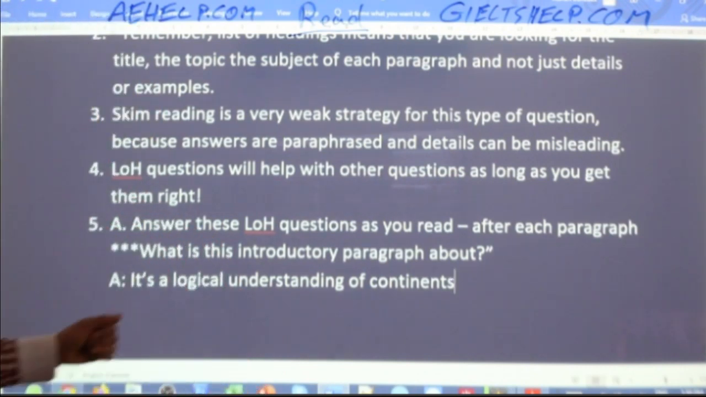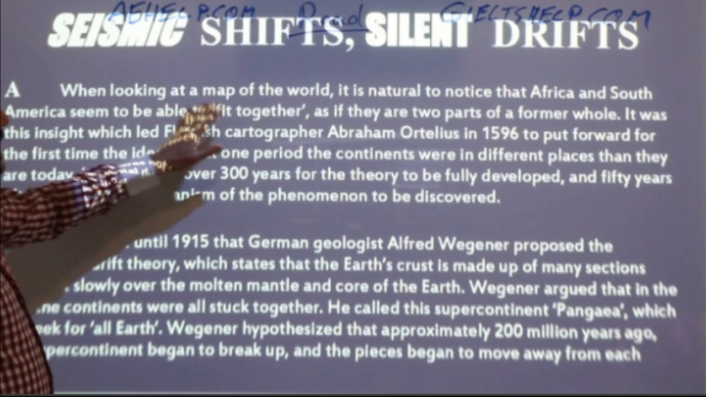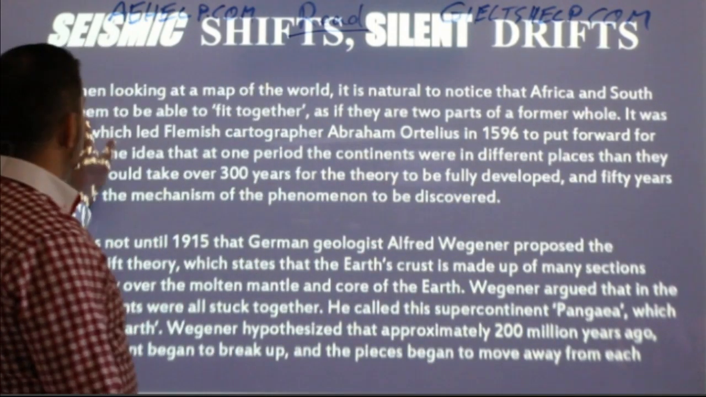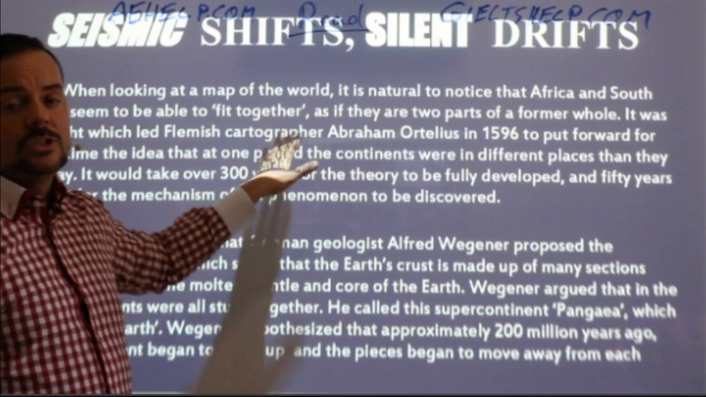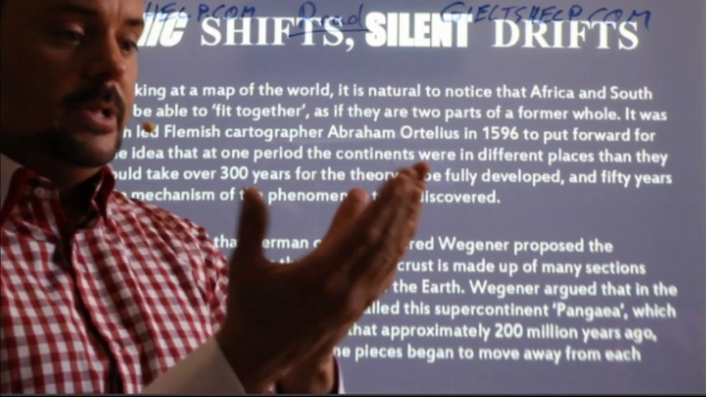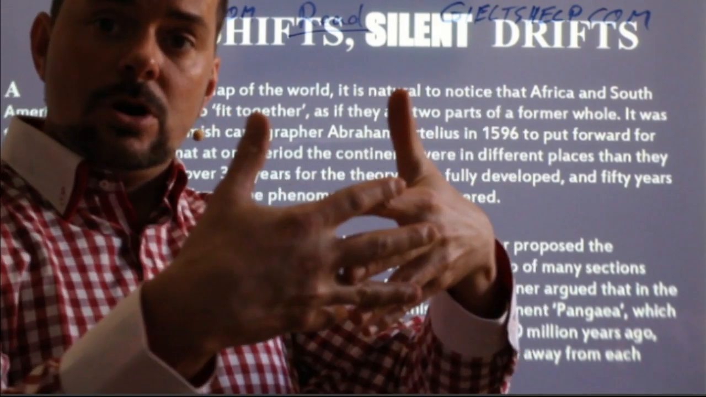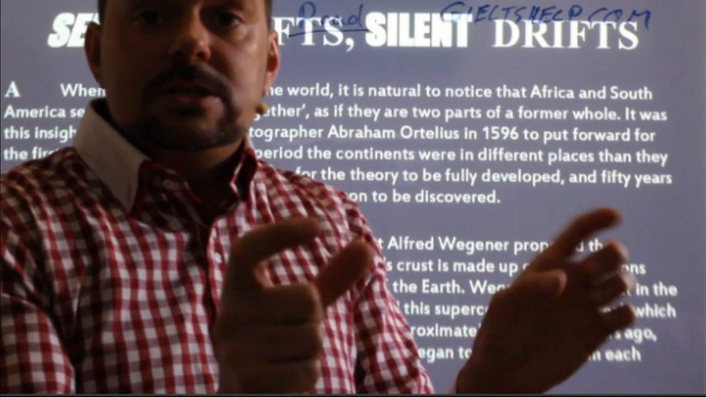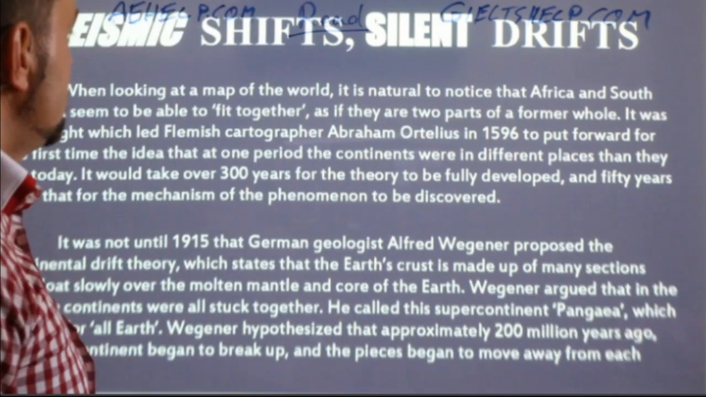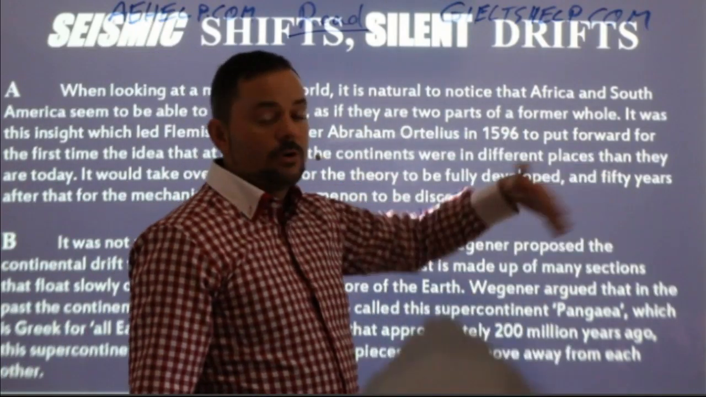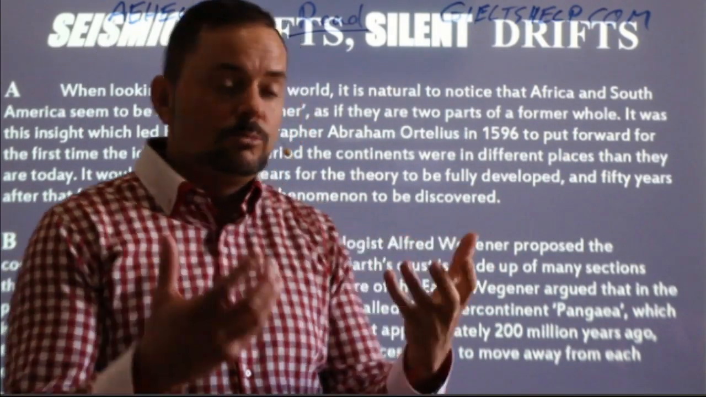Okay? If we look at the paragraph, students, let's have a look again together. So when looking at the map of the world, it's natural to notice that Africa and South America seem to be able to fit together. So when you read this sentence, you should be picturing yourself looking at a map and being like, look at that. Those 2 continents, they just fit together. That makes sense. That looks right. It looks like 2 pieces of a puzzle. Boop, they fit together. So that's what you should be seeing. Okay? Like as if they were 2 parts of a formal whole, like as if before they were one piece.